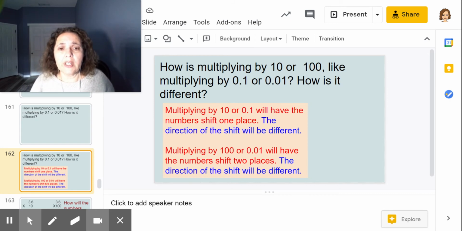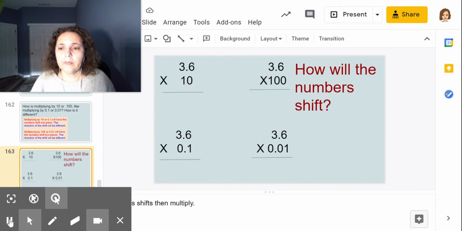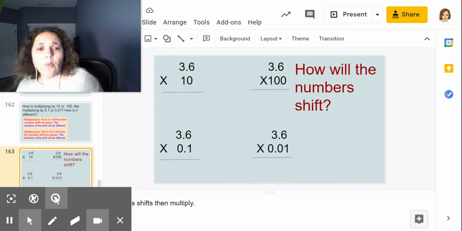If you multiply by 1/10, it's going to get 1/10 smaller. If you multiply by 100th, it's going to get 100 times smaller. So let's look at some of these in some problems. Okay, so let's look at this problem. How will the number shift?